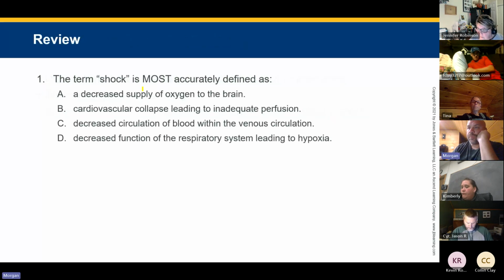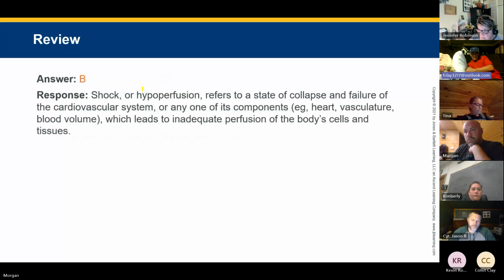So, the term shock is most accurately defined as a decreased supply of oxygen to the brain, cardiovascular collapse leading to inadequate perfusion, decreased circulation of blood within the. I would go with B. Yep. Shock, or hypoperfusion, refers to a state of collapse and failure of the cardiovascular system.